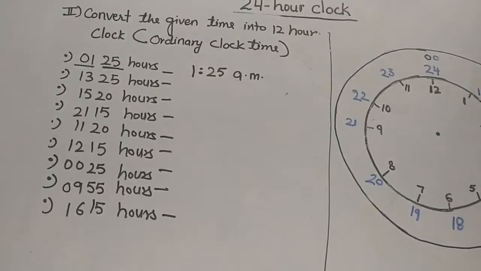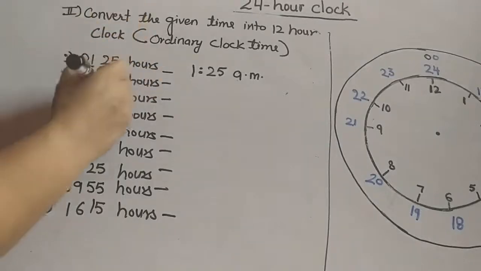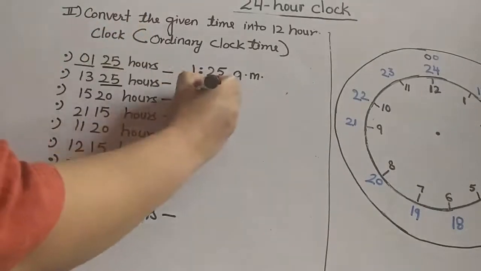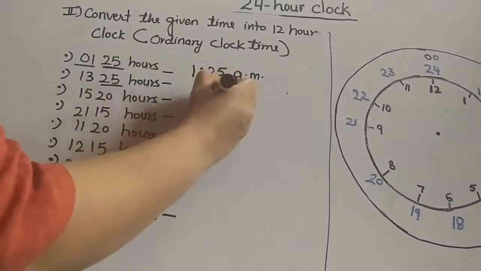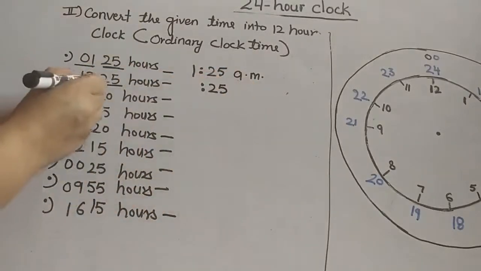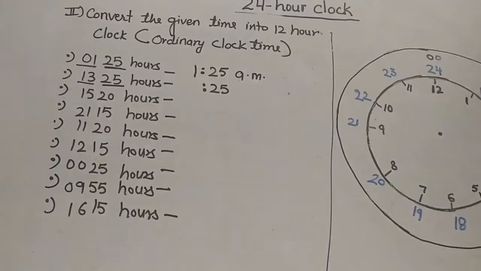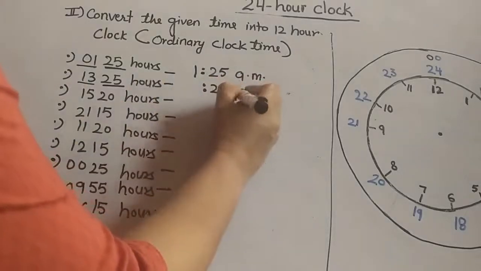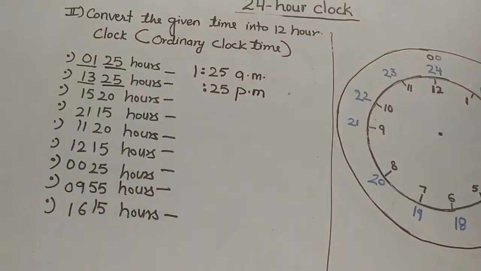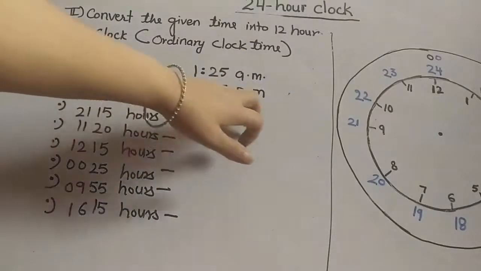Now see the next situation. 13:25 hours. Last two digits after the colon because these are minutes. Now we'll see for the first two digits. First two digits 13, which is greater than 12. So we will write PM here. As you are getting the number greater than 12, you will directly write PM here.